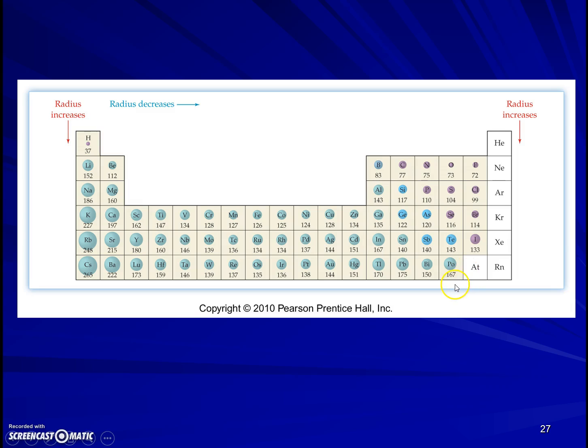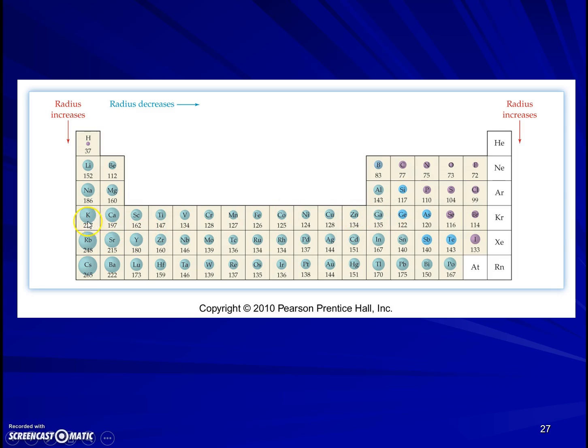Now look what happens. If we look at the size of the atoms, they get larger in size as we go down the periodic table. That makes sense. Each time we add a level of electrons, the atoms get bigger. Here's what doesn't make sense, at least at first until we think about it. As we go across the periodic table to the right, the width, the radius of the atoms is getting smaller.